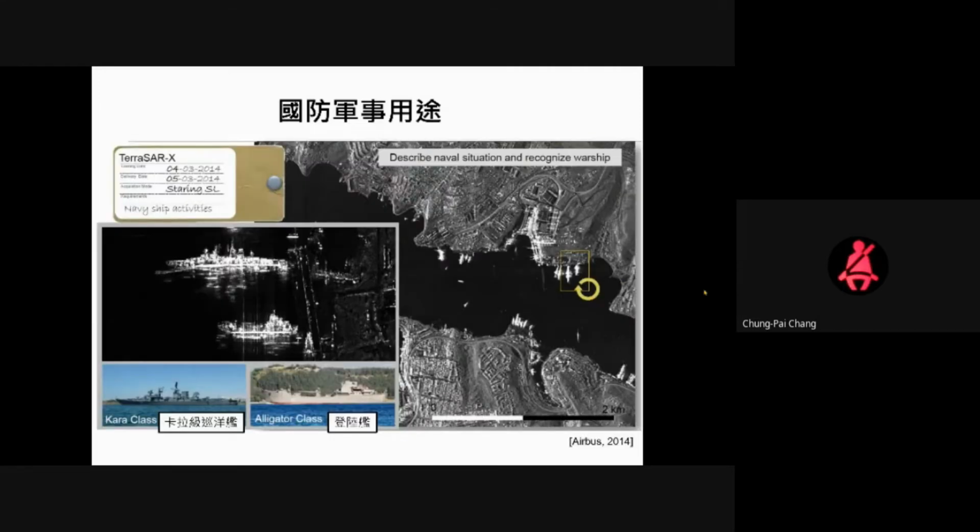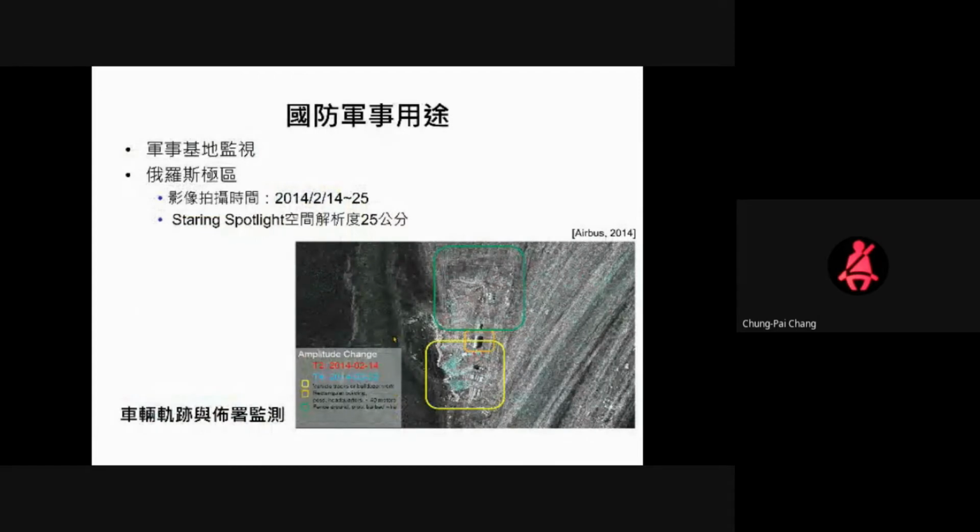Okay, we enlarge these two ships so we can see the detail. Because this is side looking, the radar signal can touch the sea surface and reflect to one side of the ship and come back to the satellite, and then you can see the outline of this ship and compare that with some figures. We know that this is a Kara class, and this one is an Alligator class ship.